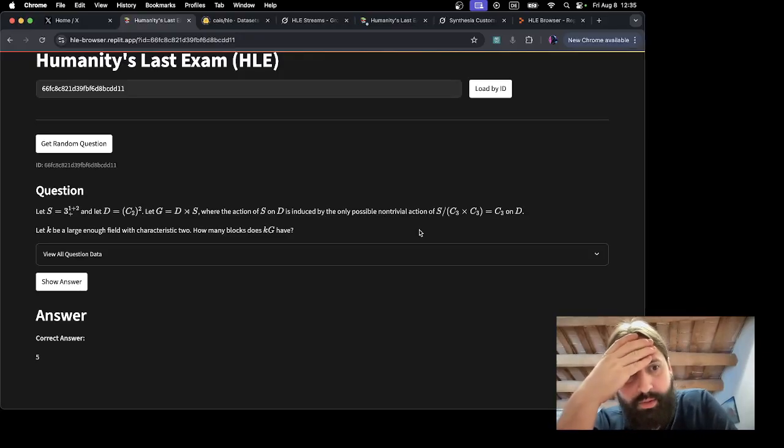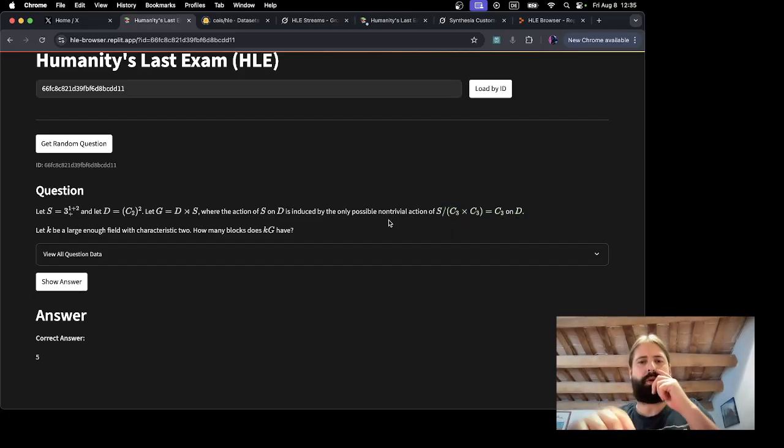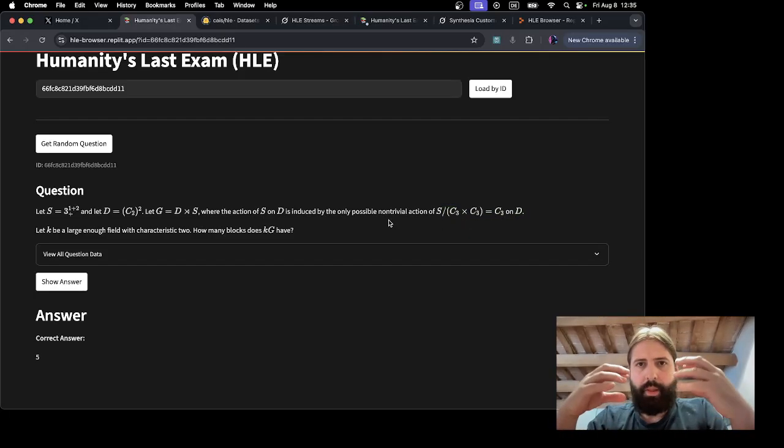The problem defines S, the problem defines D, and then the problem defines G as a function of D and S, or as a direct product from S on D with an action of S on D, induced by the only possible non-trivial action of these on D. Now, I want to understand again the whole concept of induction.